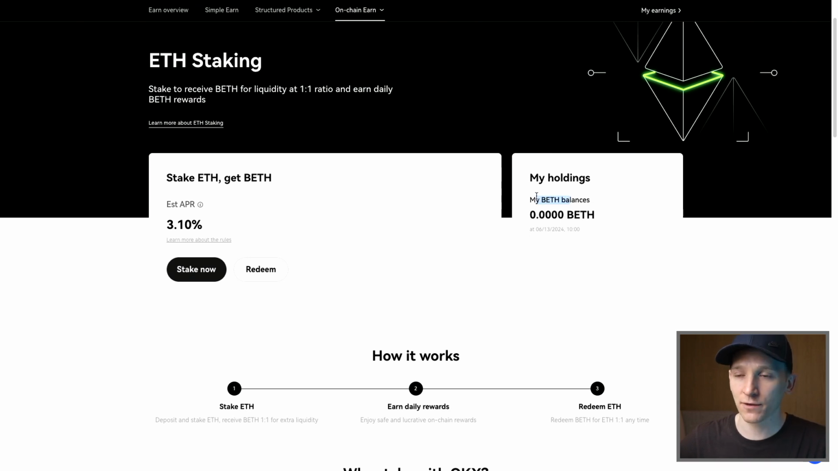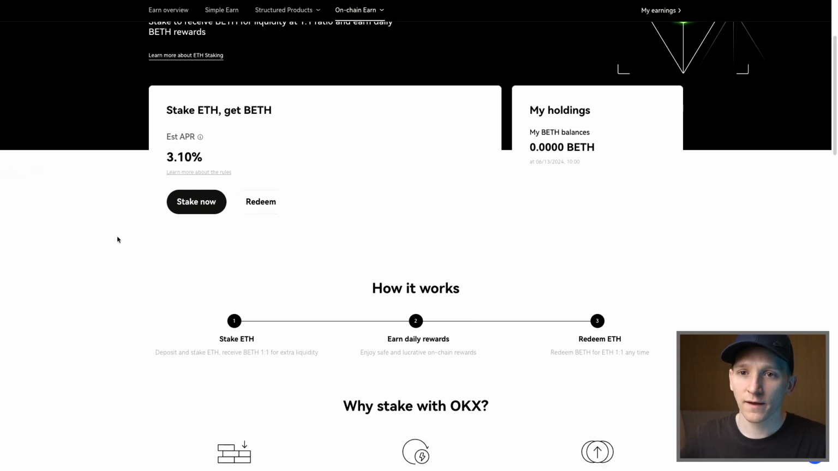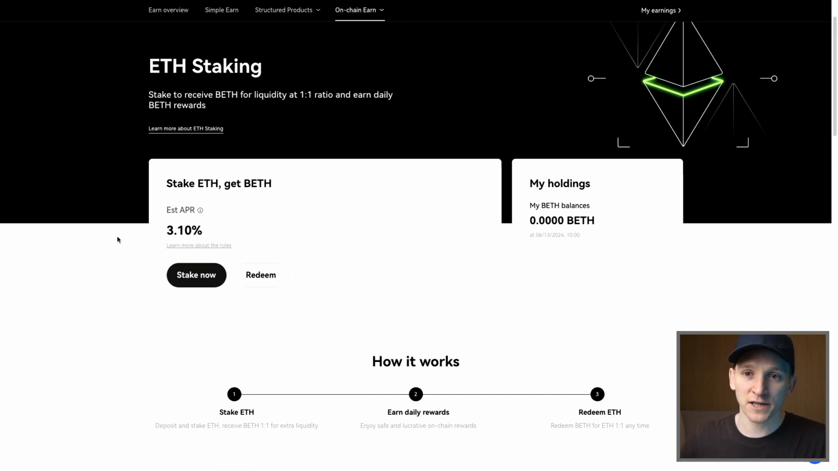You can see BETH right here. This is a receipt token that we get to represent how much ETH we're staking on the blockchain. So instead of taking our ETH, putting it into a wallet, and then using some operator to stake it, we can just do it directly through OKX. Binance are actually staking the ETH on their validators, and they give us the BETH back, which is ETH with the staking rewards. Current APR is 3.1%.